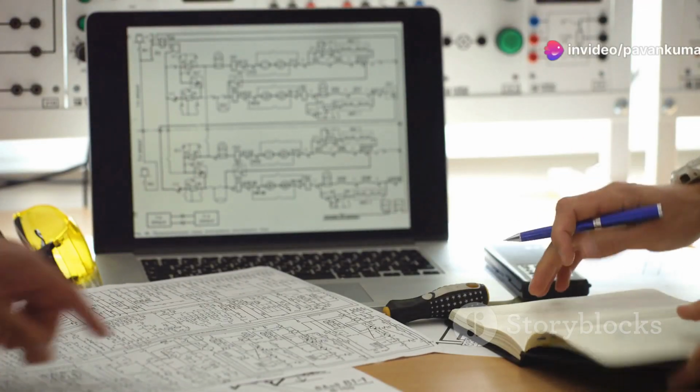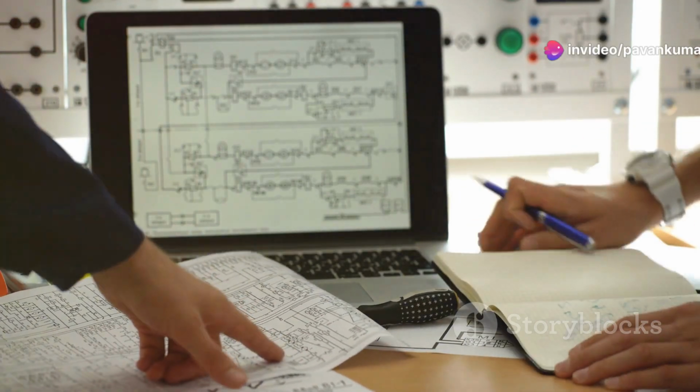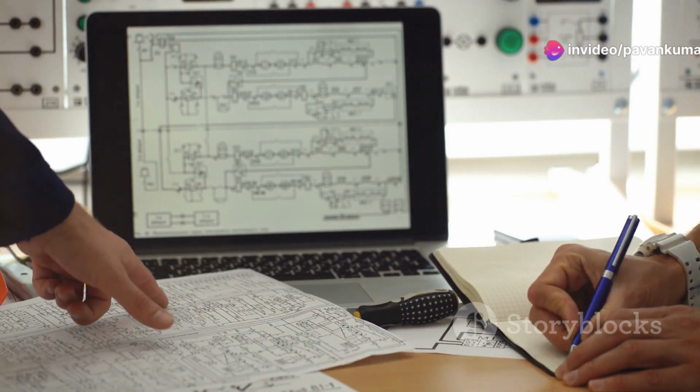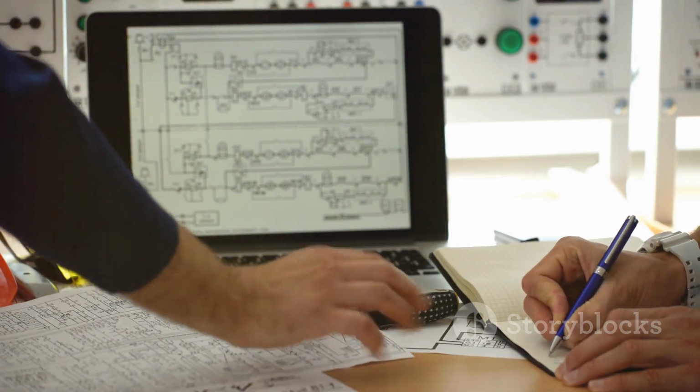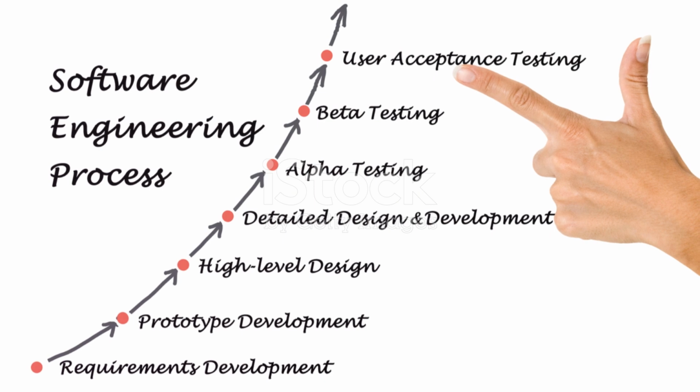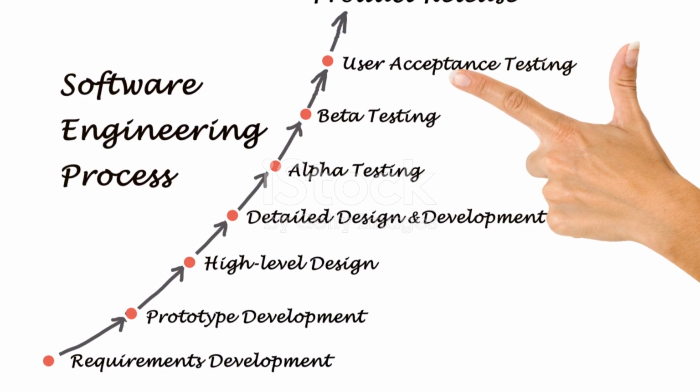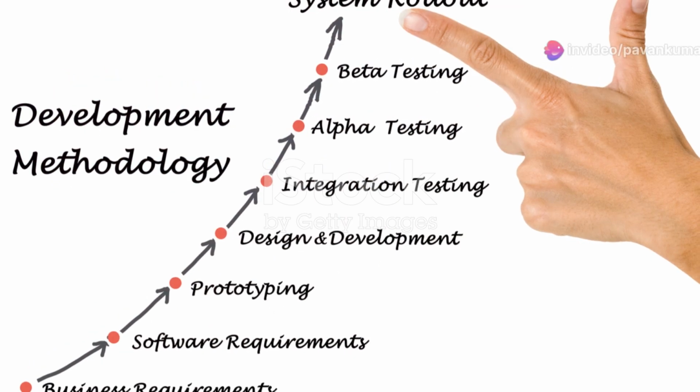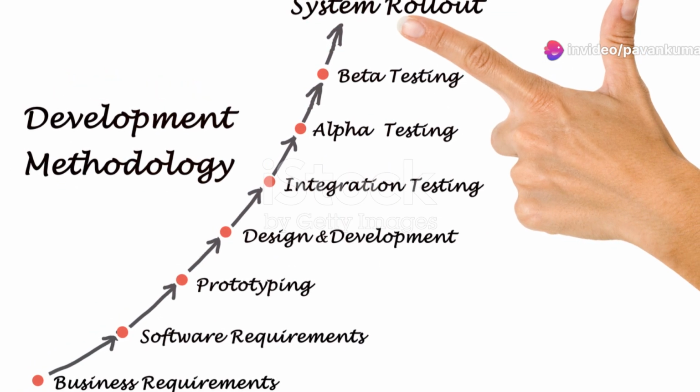This section forms the heart of the SRS, meticulously outlining the functional and non-functional requirements of the software system. Functional requirements describe what the software should do, while non-functional requirements define how well the software should perform its functions.